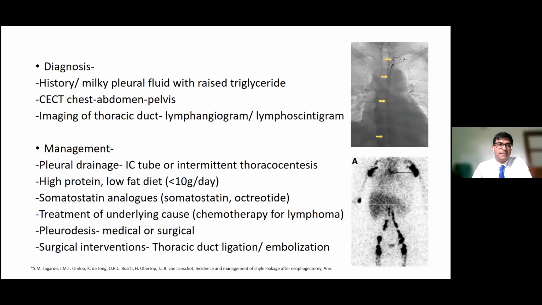The diagnosis is mainly clinical, followed up by CT chest and lymphangiogram. Management includes pleural fluid drainage and a high protein, low fat diet, and surgical procedures in case of refractory effusion.